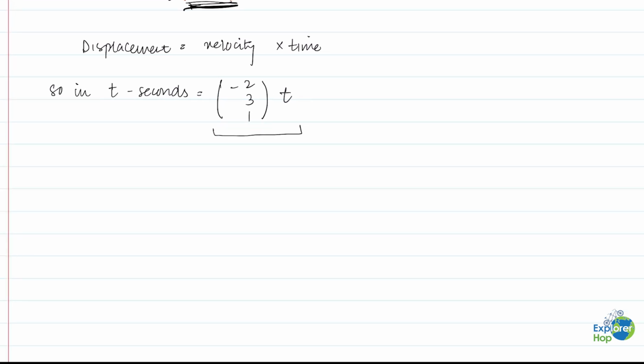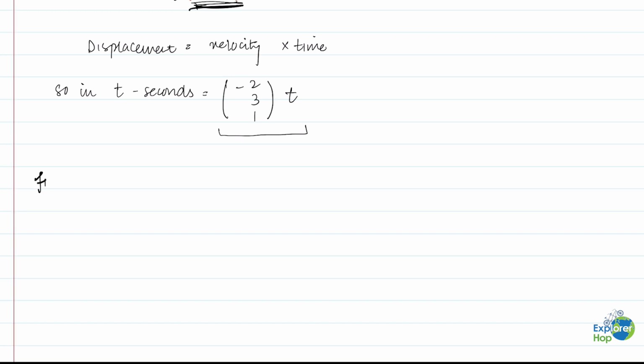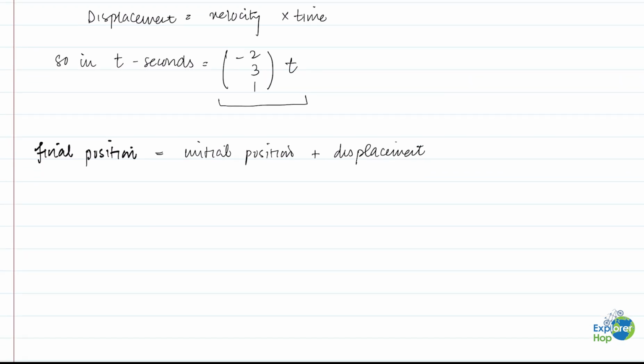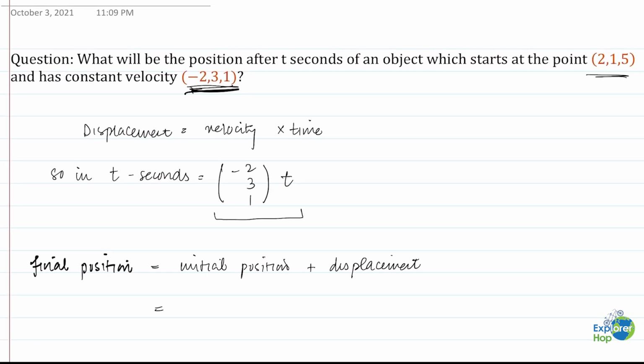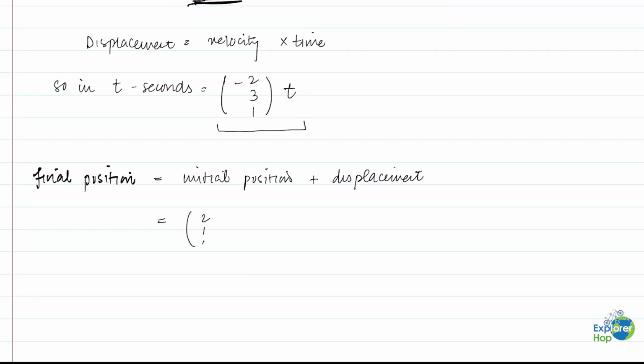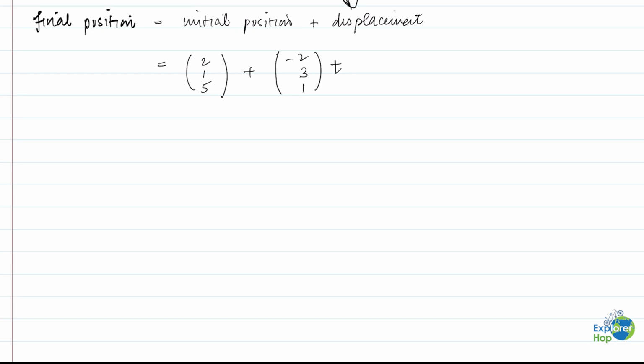So moving on, we want to find the final position of the object. The final position of the object would obviously be the sum of the initial position plus how much the object displaced, so the displacement of the object. We know from the question that the initial position is (2, 1, 5), and the displacement we know from here to be (-2, 3, 1)t. So we know that the final position of the object after t seconds would be of this form.